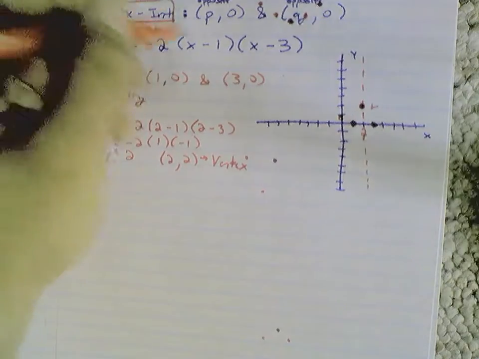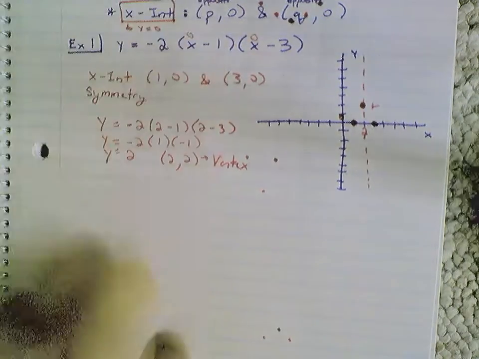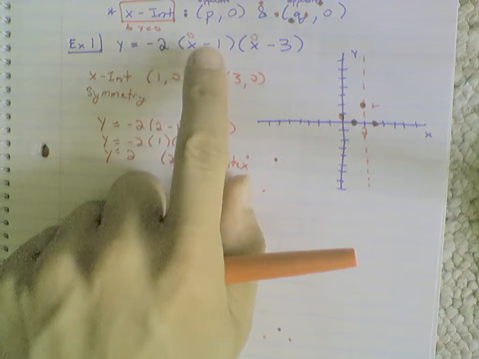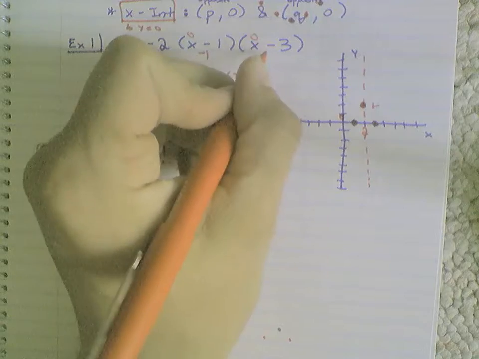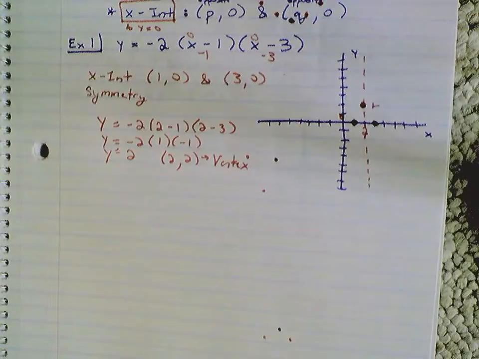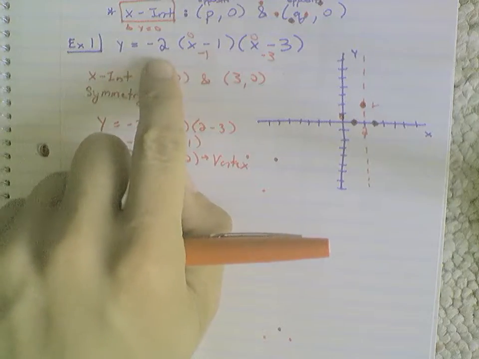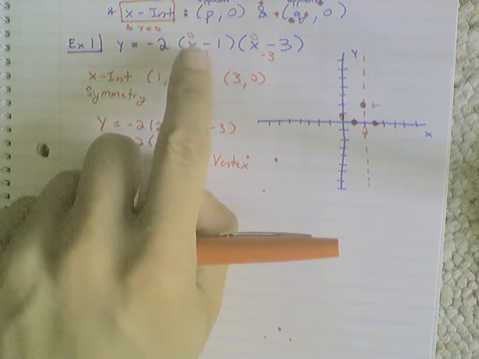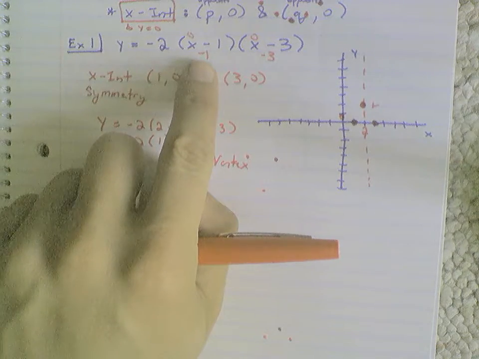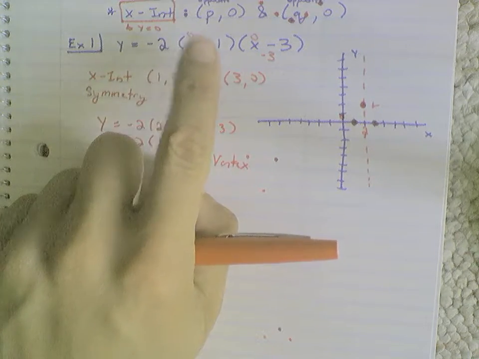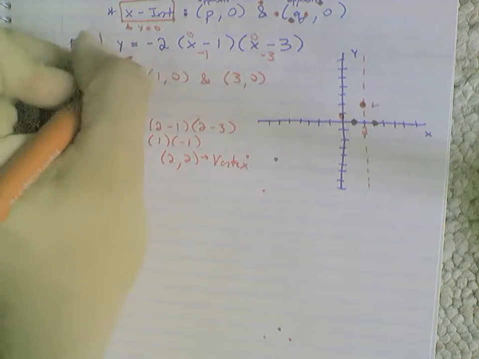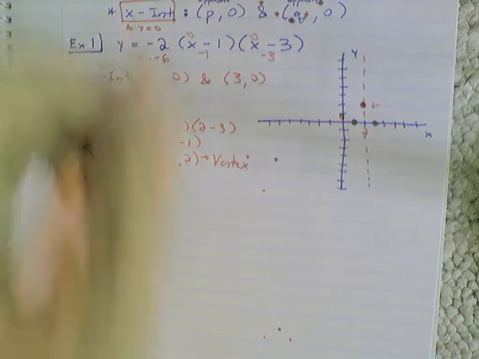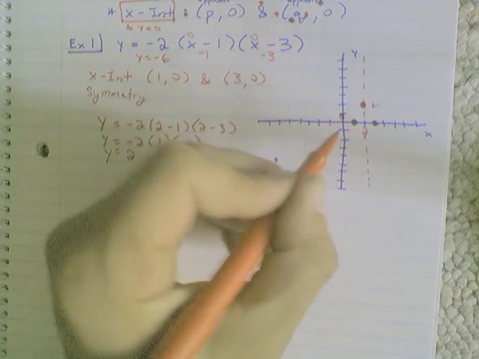So if I plug 0 into this function, well, 0 minus 1 is just negative 1. 0 minus 3 is a negative 3. And then once again, I just need to multiply these. So negative 2 times negative 1 is a positive 2. And then positive 2 times negative 3 is a negative 6. So notice that when I plug in a 0, I'm at negative 6.